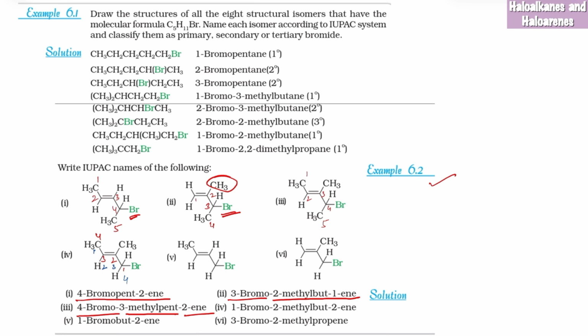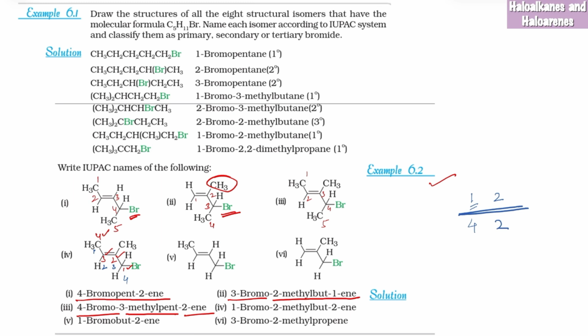So there are two options. The first one is give locator number 1 to the carbon containing bromine and locator number 2 to the doubly bonded carbon. Second option is locator number 4 to the carbon containing bromine and locator number 2 to the doubly bonded carbon. Now this combination will be selected because it gives the lowest locator number. This combination is the combination of the lowest locator numbers. So numbering the chain from this side, that is 1, 2, 3, 4 is the correct way to number the chain.